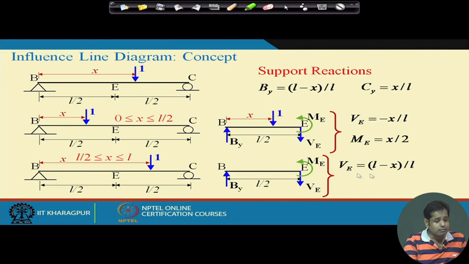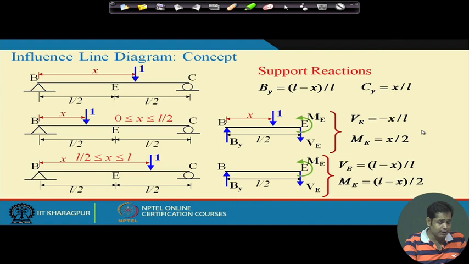Okay. So, what we have done so far is still a static problem. For a given position of the load, we determine the reactions and the shear force and bending moments at a particular location. For demonstration purpose, we considered the midpoint, but a similar exercise can be done for any intermediate points, right?